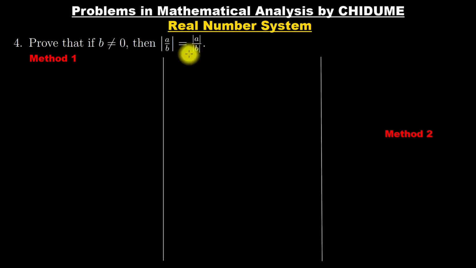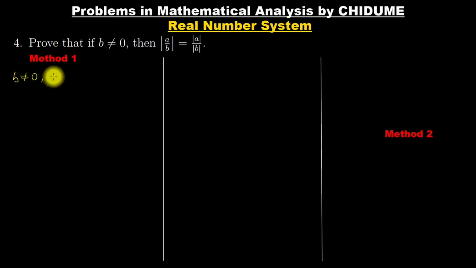I'm going to prove this with 2 different methods. You can see method 1 and method 2 over here. So let's start with our first method. Here they said if b is not equal to 0. So if b is not equal to 0, what does that imply?